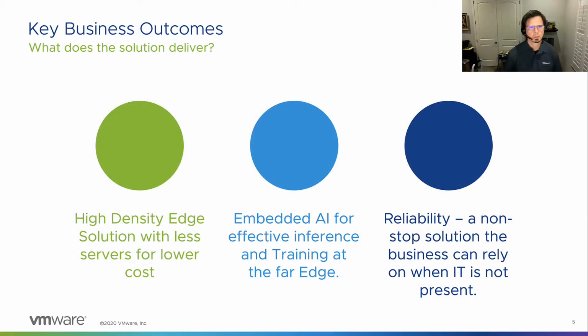So what are the key business outcomes? From a business standpoint, what we're really trying to achieve is a high-density edge solution that can be deployed with fewer servers, lower cost, less power. We also want to move AI effectively to the edge, including both inference and training, so that we can cut out dependency on always having to ship that data back to the cloud. That's particularly important at the far edge where you often have narrow and insufficient bandwidth to move large data sets to the cloud. Lastly, we want a reliable solution the business can trust so they can actually put edge analytics in the critical path with the business and can rely on it even when IT is not present.